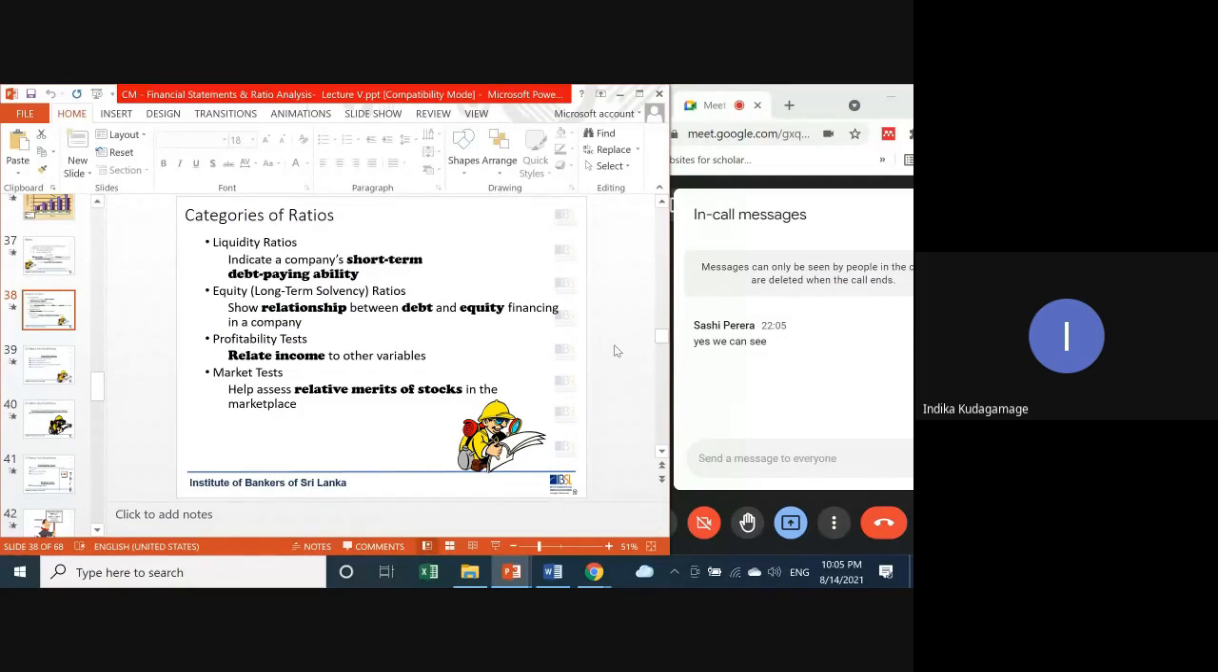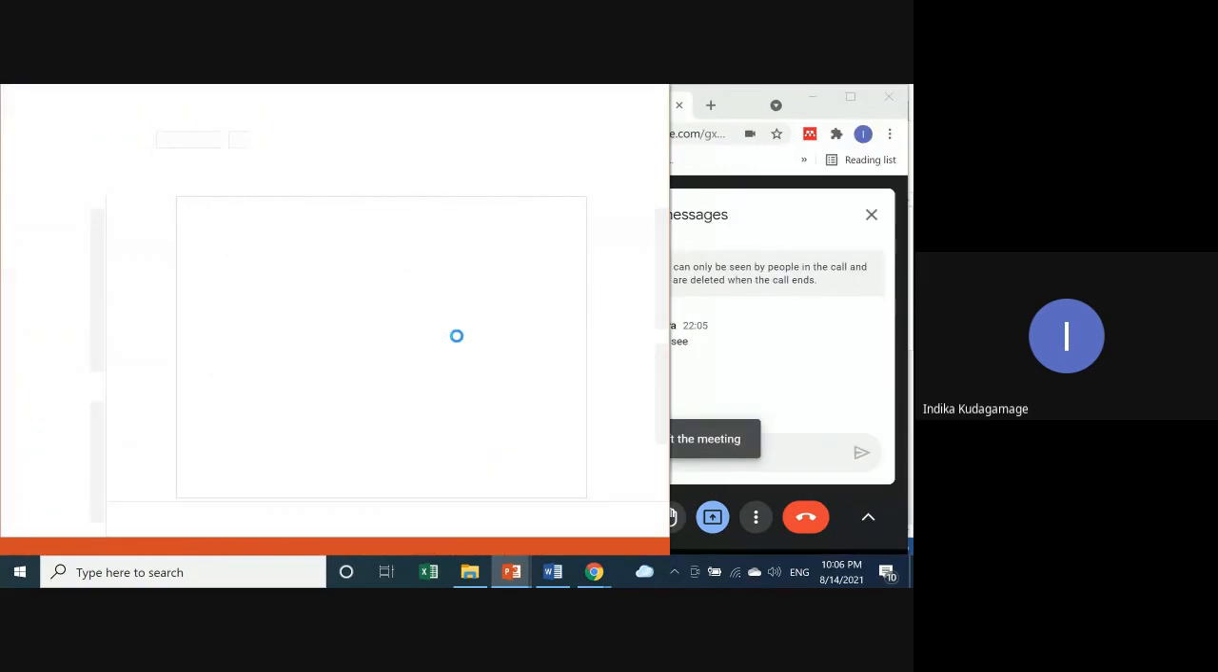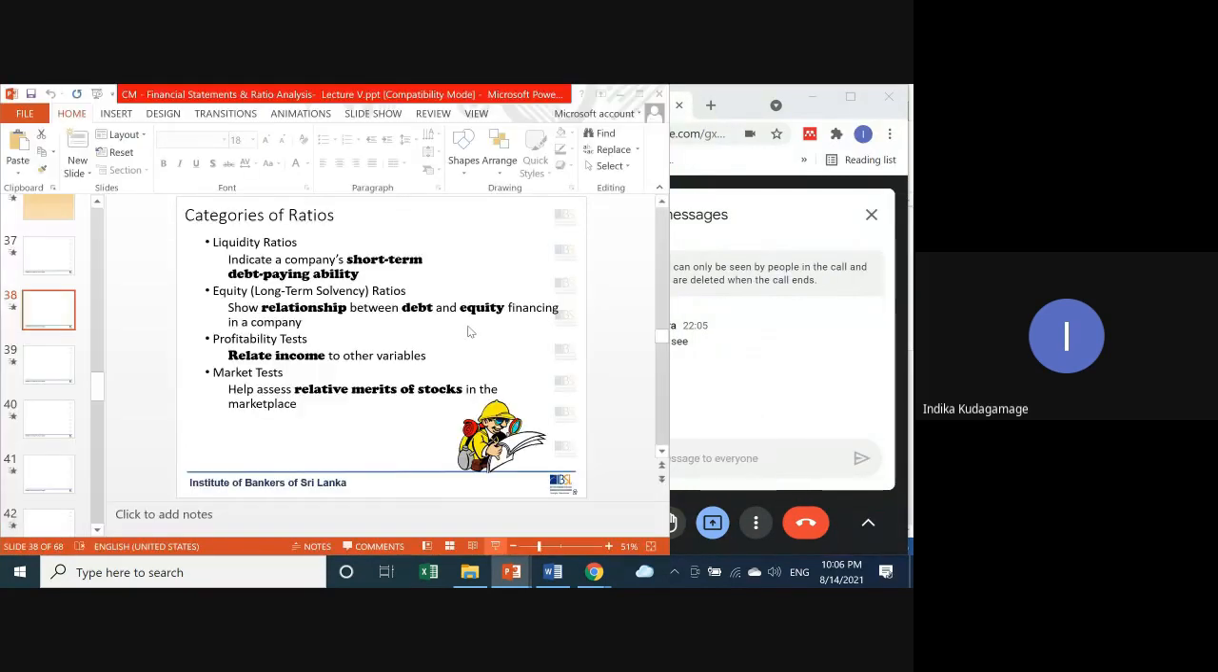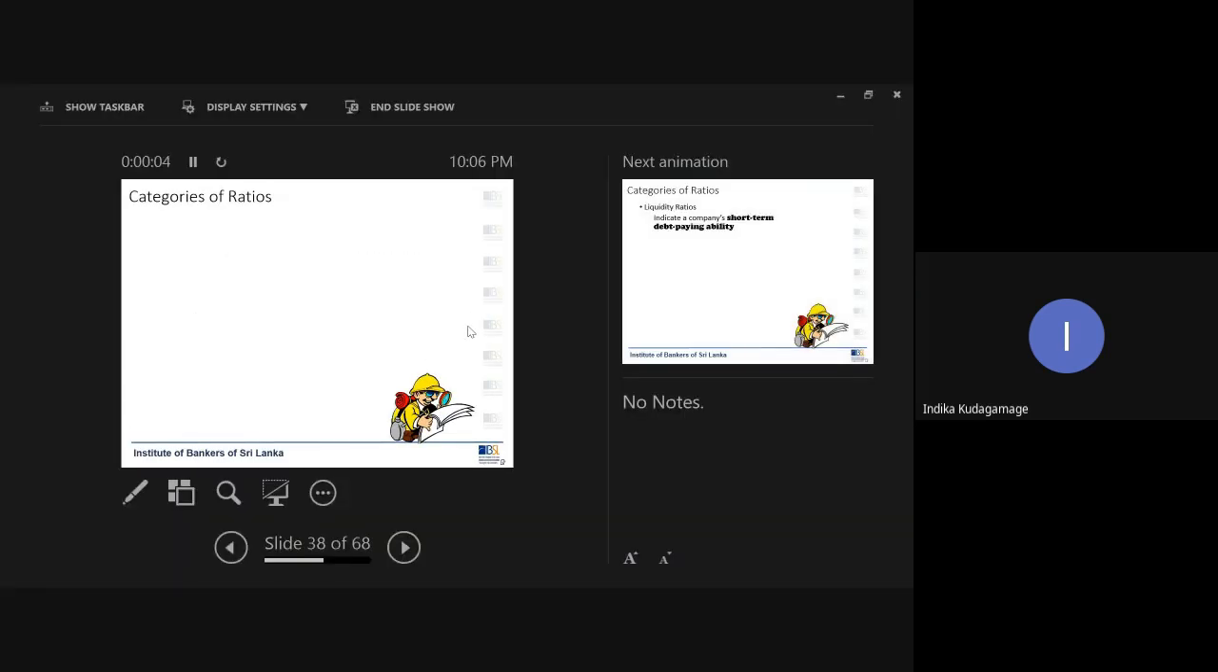We stopped here, right? Basically, we stopped at working capital, but I will start from this point today. So these are the ratios we are going to look at, and these are the ratios which are more important.